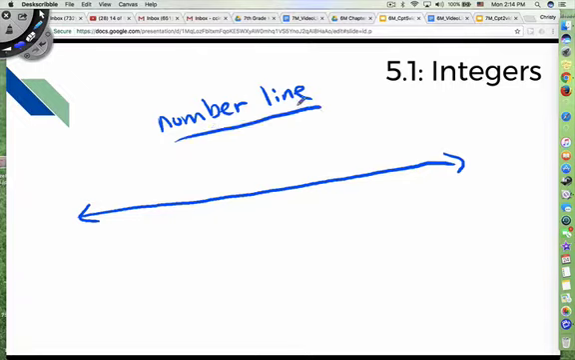I feel like I should start over again. This is a number line. The way that we use a number line is to see the relationship between numbers, specifically the relationship between integers, because you kind of get a good idea of the difference between 20 and 25, but what about 20 and negative 5?